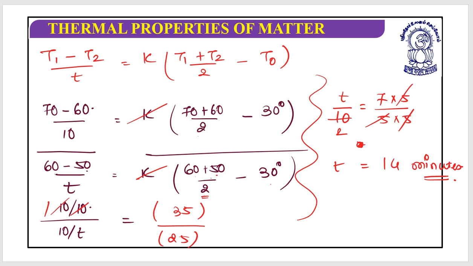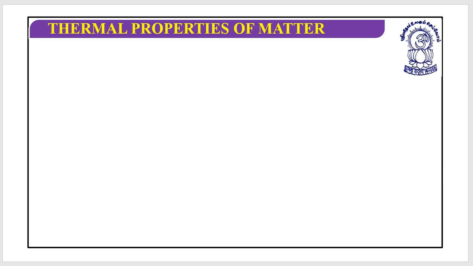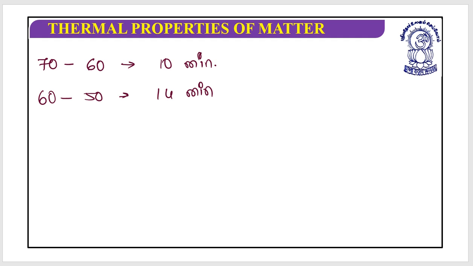Great. So one thing that your mind must note, please look at this very carefully. From 70 to 60, you reach within 10 minutes, and from 60 to 50 you took 14 minutes. Did you get this? And in this situation, the surrounding temperature was 30 degrees Celsius.